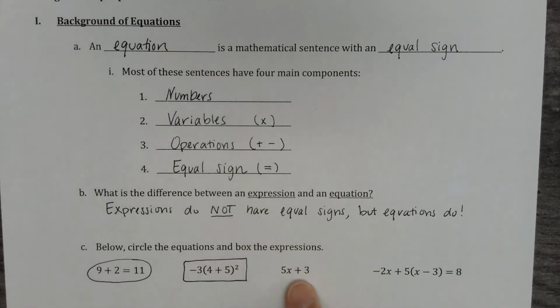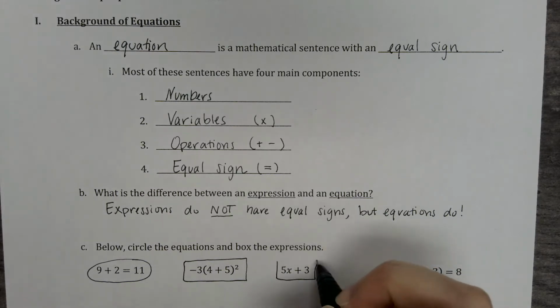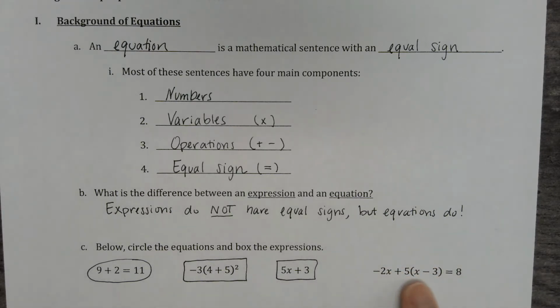This guy, does it have an equal sign? No. So this is also going to be an expression. What about this big guy right here? We have this big, long guy, has an equal sign. So since it has an equal sign, it's going to be an equation. So we're going to circle.